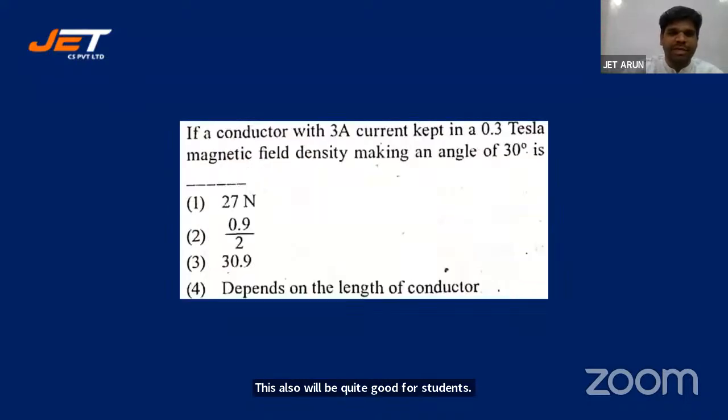Next one. Look at this, this is a good one. If a conductor with 3 amperes current is kept in a 0.3 Tesla magnetic field, making an angle of 30 degrees, the force is dash. He's talking about the force on the conductor, students.